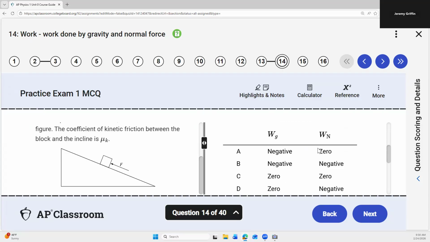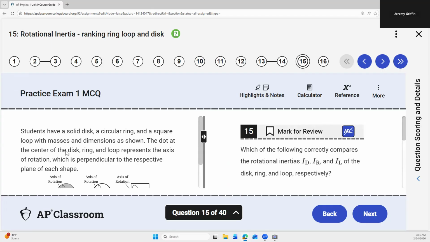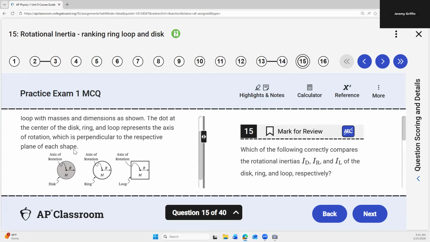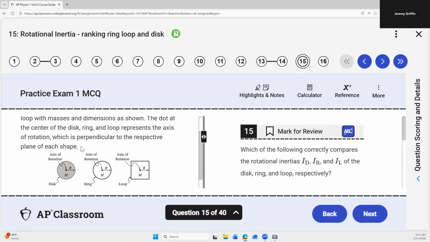For work. Right. What options do we have here? Oh, okay. So normal force has to cause 0 work. So that narrows it down to either A or C. And then work done by gravity would have to be negative. I think the answer has to be A. Are you guys good with A? All right. Let's see what's A here. Yeah. All right. 15. Students have a solid disk, circular ring, and a square loop with masses and dimensions shown.